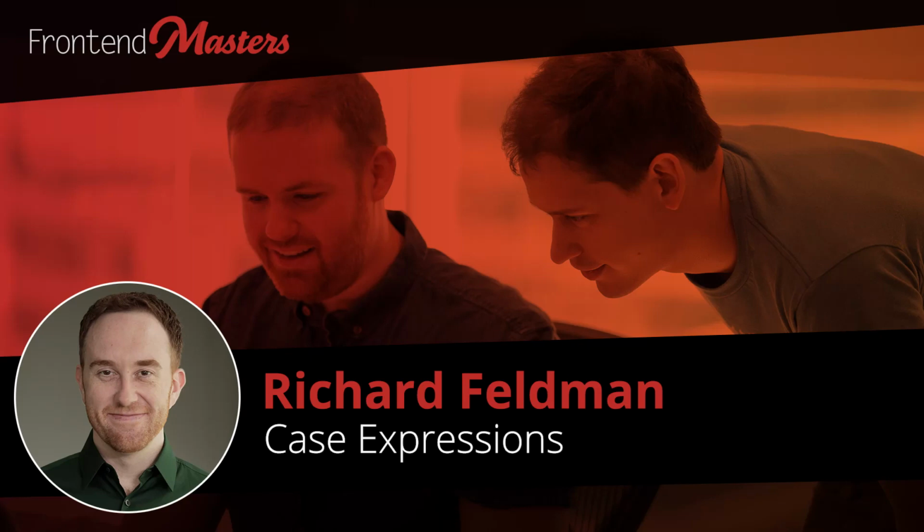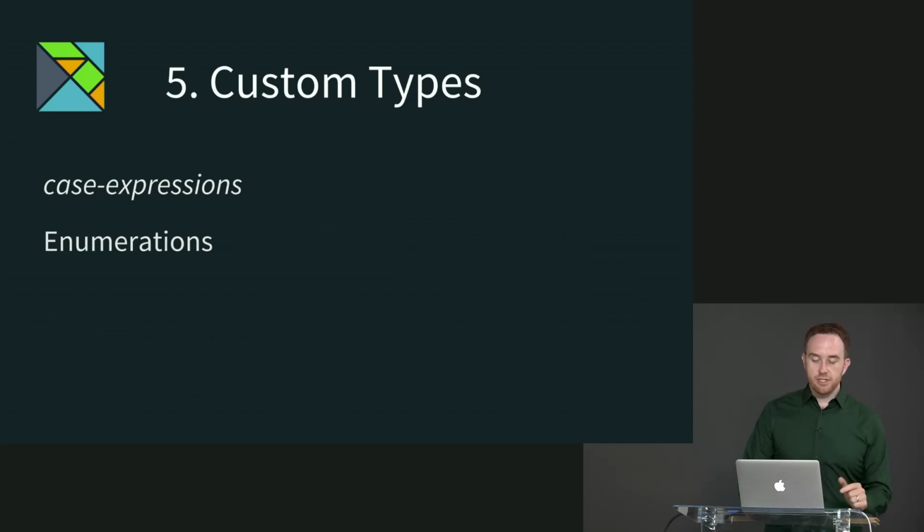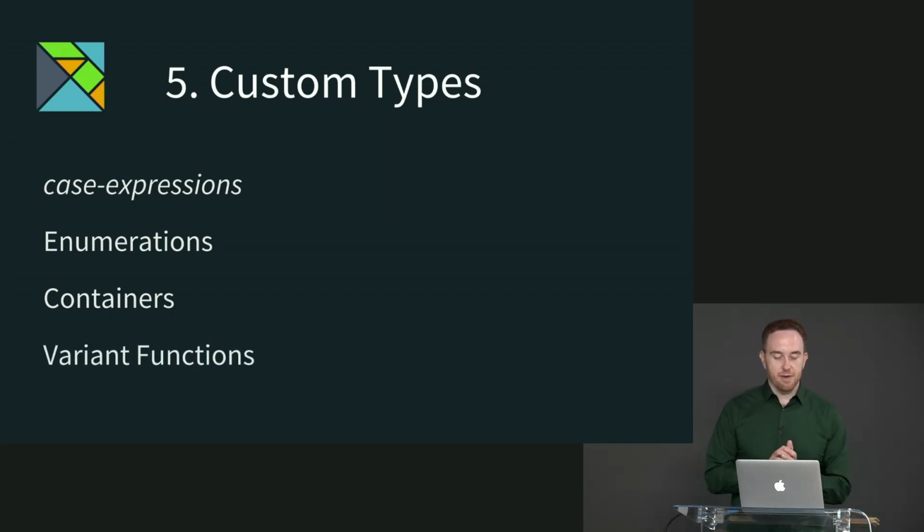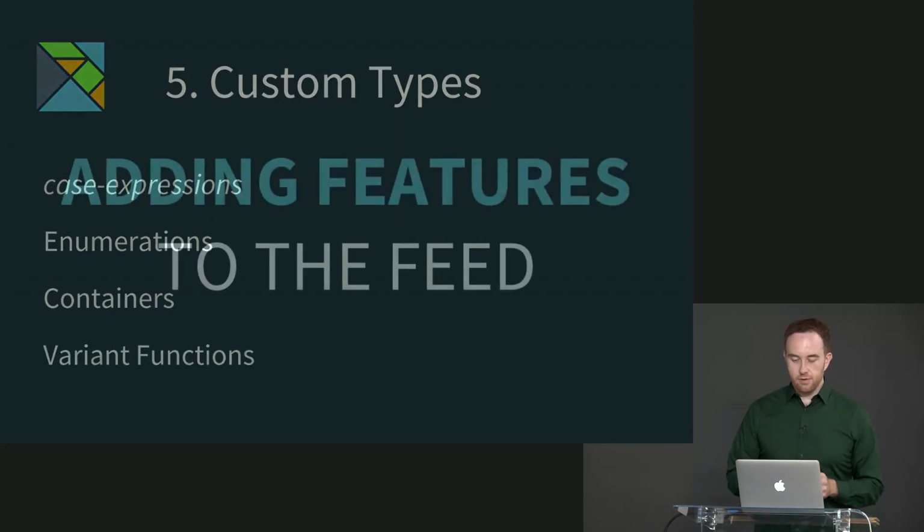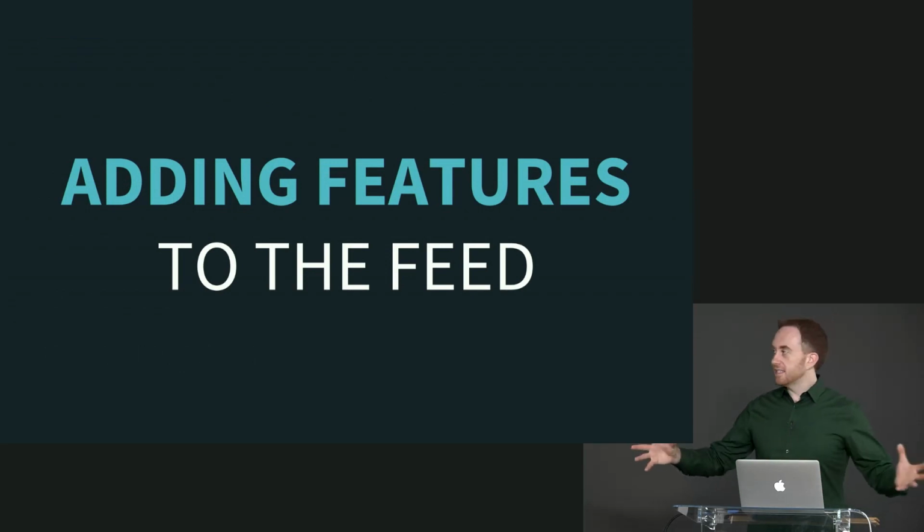Custom types. All right. So we're going to talk about a few things here. Case expressions, enumerations, which is one use of custom types, containers, which is another more exciting use of custom types, and finally we're going to talk about variant functions. Okay. So we're going to start adding some features to our feed.